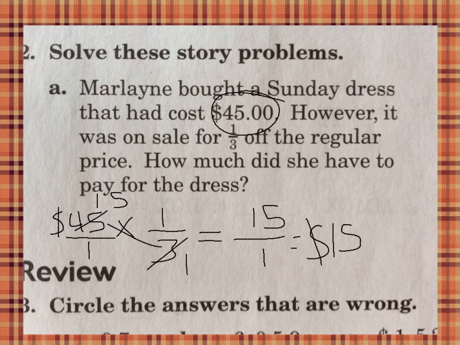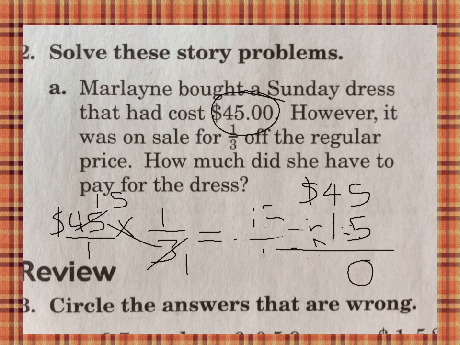To figure out our answer now, we're going to have to subtract $15 from $45. So I'll make a little room here so we can do that. So $45 minus 15. And this will be our answer. 5 minus 5 is 0. 4 minus 1 is 3. So now we know that the dress is $30.